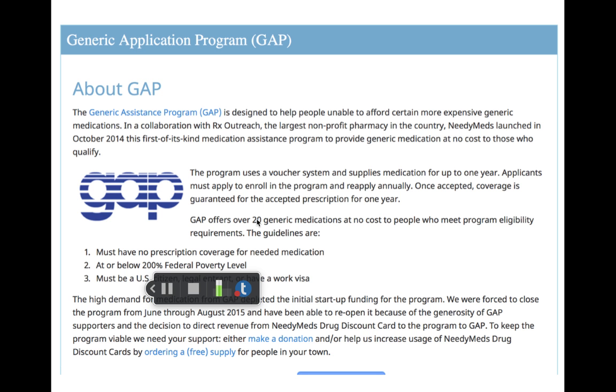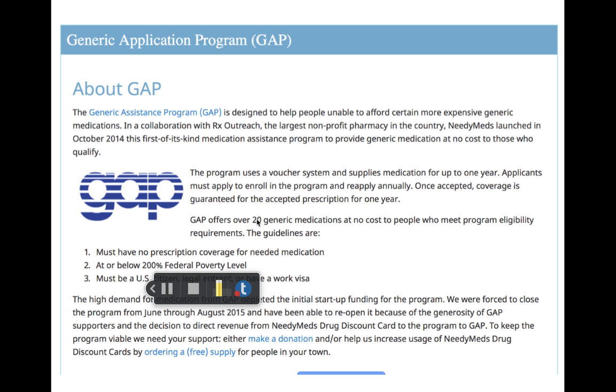Qualifications for this is the patient must have no prescription coverage for their needed medication. So they either need to not have any form of prescription insurance, or the medication that was written is one their insurance does not cover. And then they don't have it listed here, but they actually state on the application that if the patient cannot afford the copayment, and they define that as $25 or higher, the patient can apply for the coverage as well. The second qualification is the patient has to be at or below 200% of the federal poverty level, and that is set each year by the U.S. government and can be found in the Federal Register.